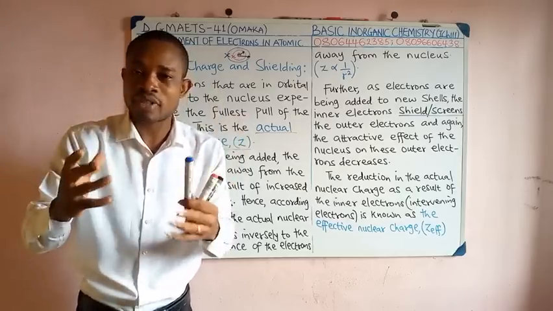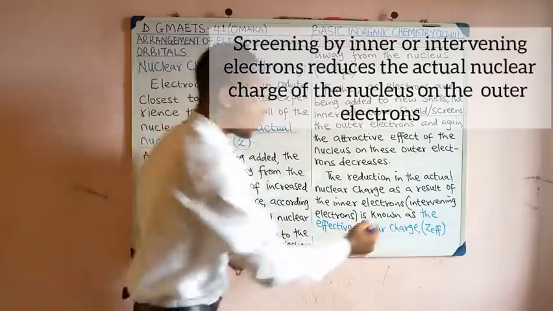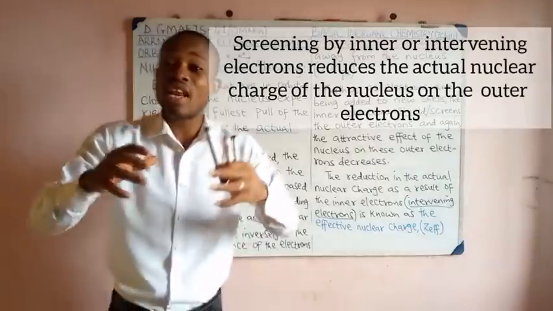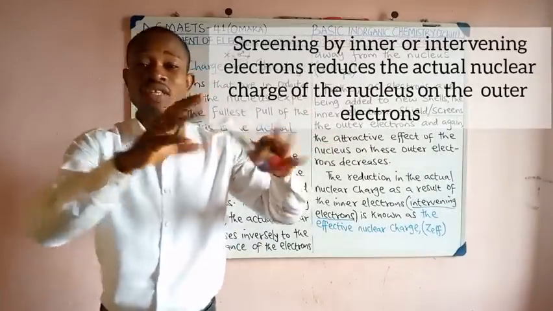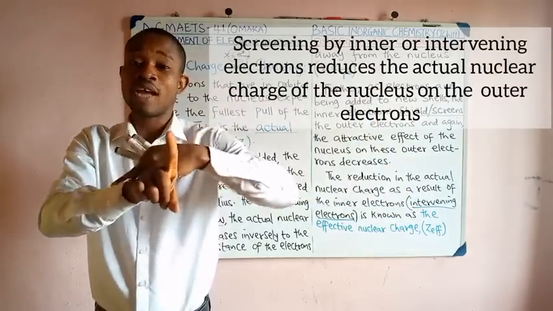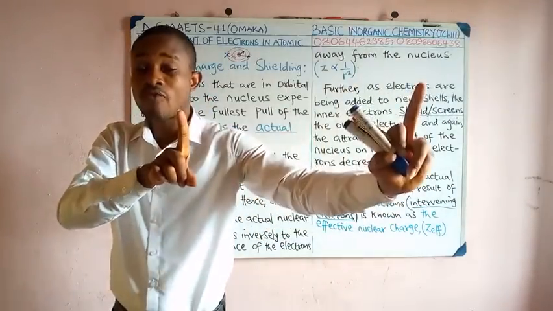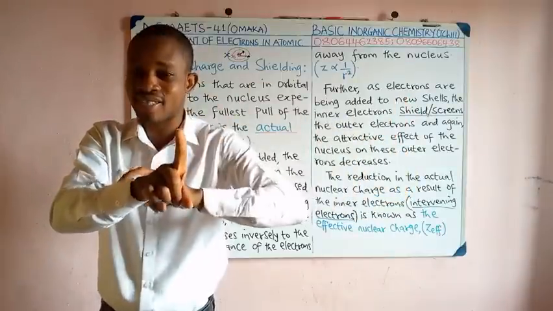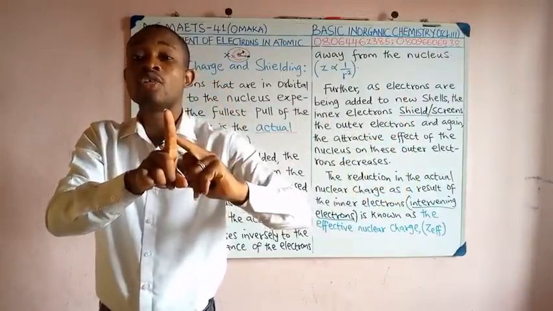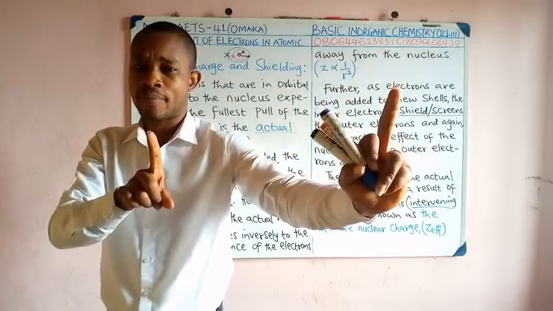And what is responsible for this? The inner electrons, which we call the intervening electrons. These intervening electrons push the outer electrons away due to repulsion. So if you have the nucleus here, as this electron is pushing this one away, the nucleus at this point will find it difficult to exert the actual force of attraction it is exerting on this one. It will find it difficult to exert the same force of attraction on the one that is farther away.